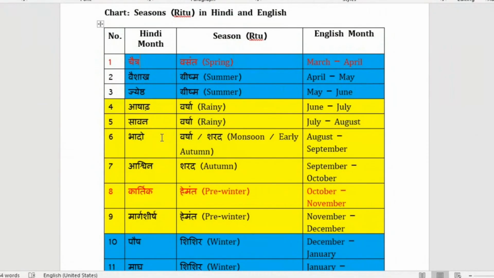Chaitra, Vaishaka, Jeshta, Ashad, Savan, Bhado. Very good. Nidhi ji. चैत्र वैशाख ज्येष्ठ आषाढ़ सावन भादो. Yes. Tomorrow we will do the rest of the months.